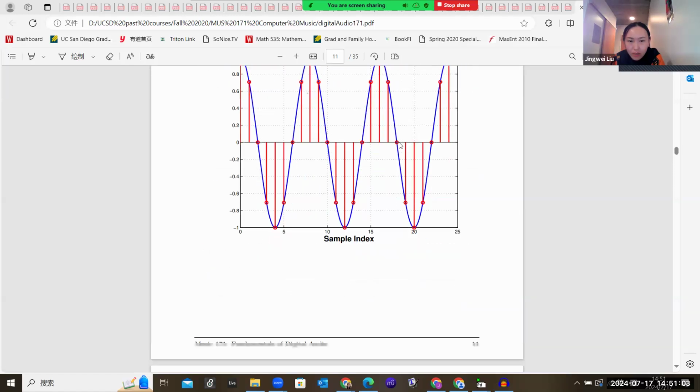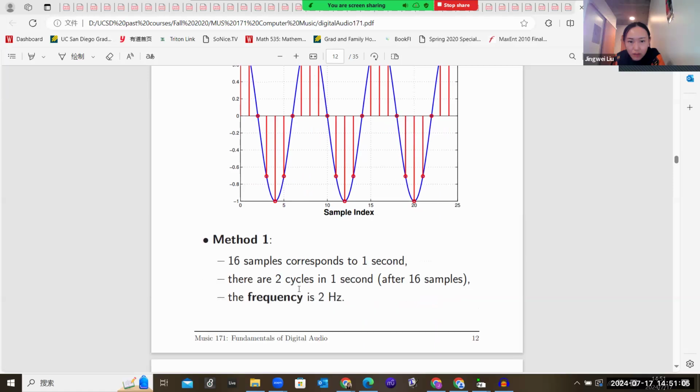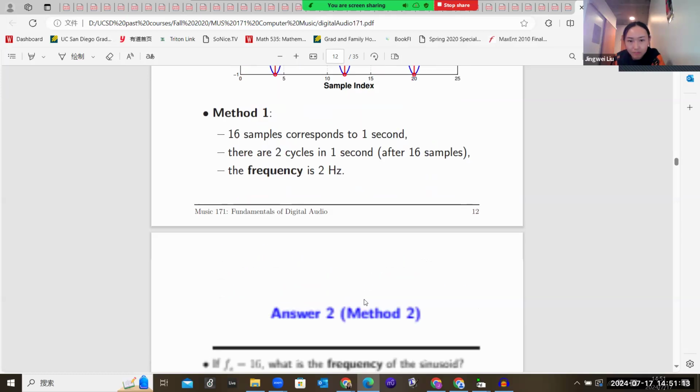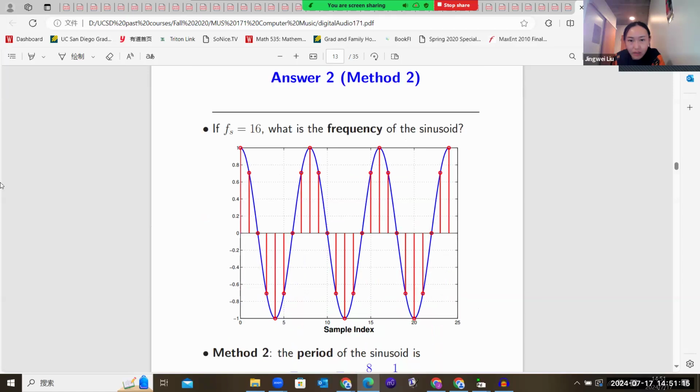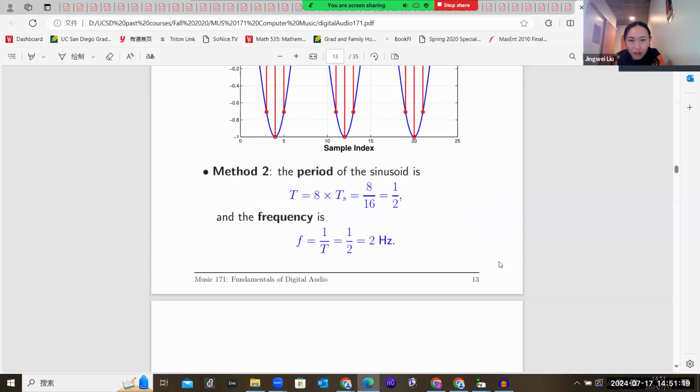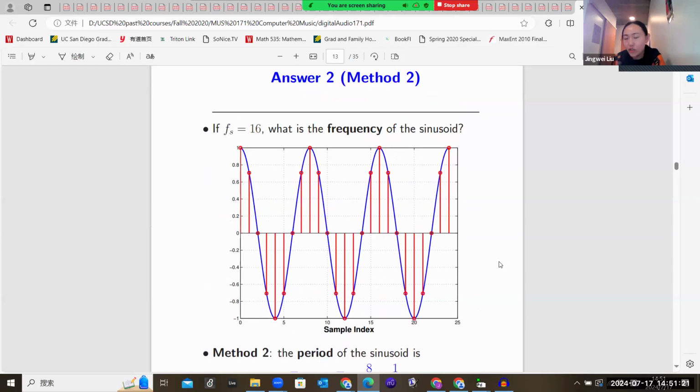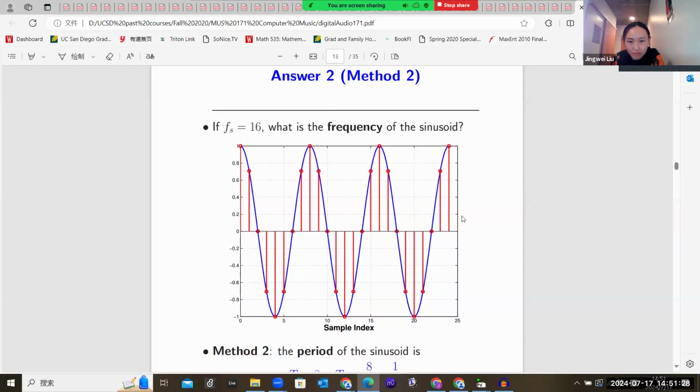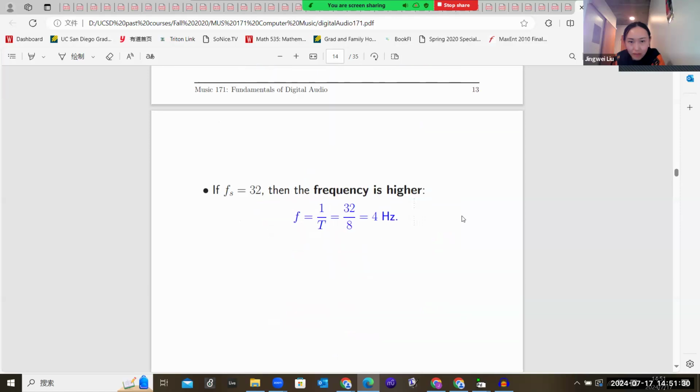Okay, the frequency we just computed is 2 Hertz, right? So 16 samples correspond to 1 second, and there are 2 cycles in 1 second. The frequency is 2 Hertz. Okay. So this gives you some numerical quantities of the relationship between sampling rate, frequency, period, etc.